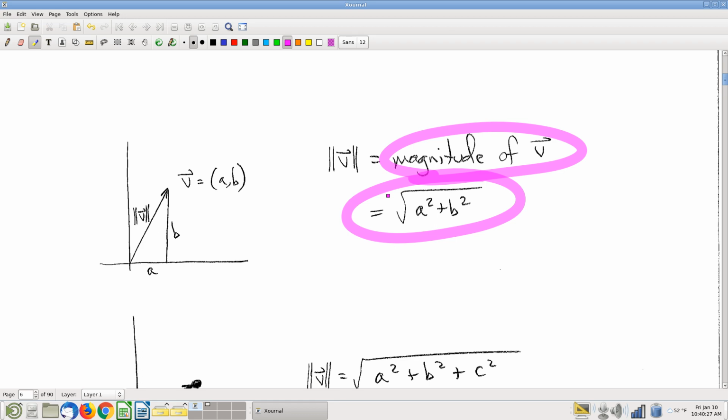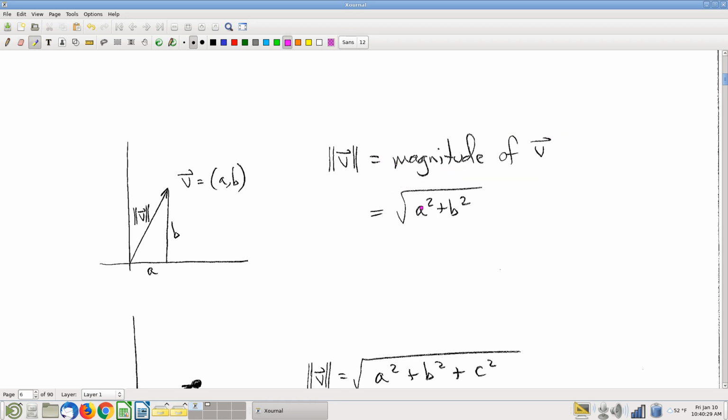So, cool. By the way, a quick notational aside. I like to use, as I have it written here, the double bars to say magnitude of a vector. Some books will use single bars instead of double bars. So heads up about that.